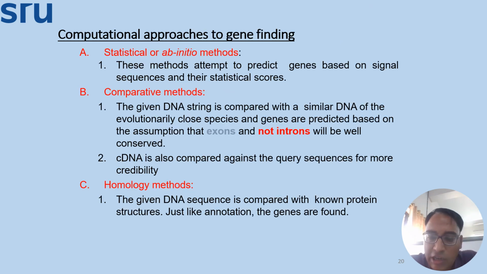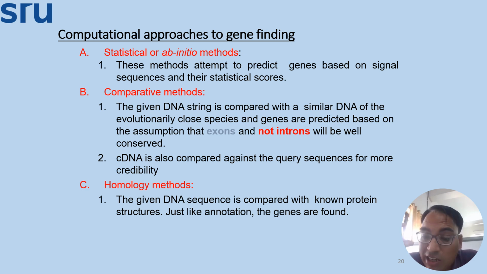So see, there are three methods of gene finding. First is the statistical or ab initio method. These basically use the GT-AG boundaries and basic signal sequences, just compare them in the DNA and then find the gene boundaries. So the accuracy is very low.